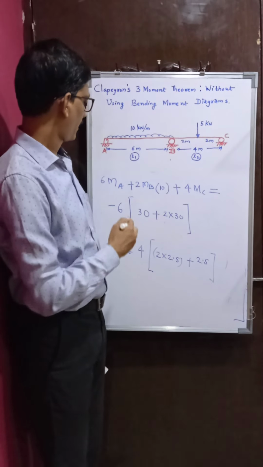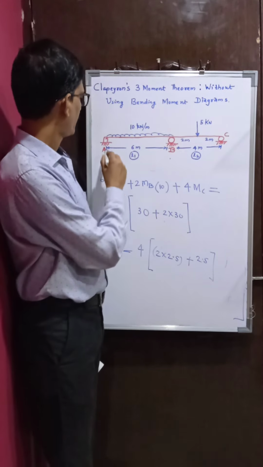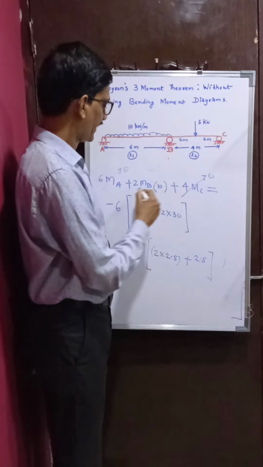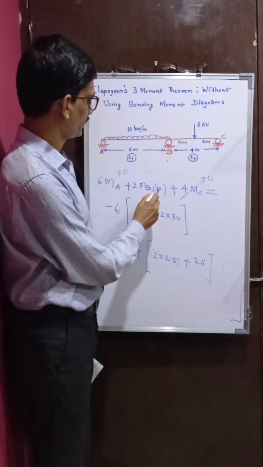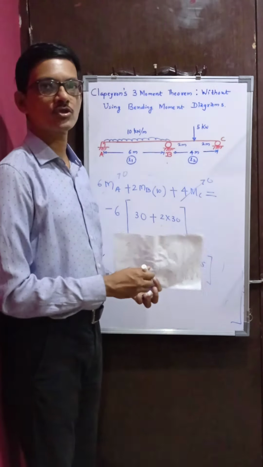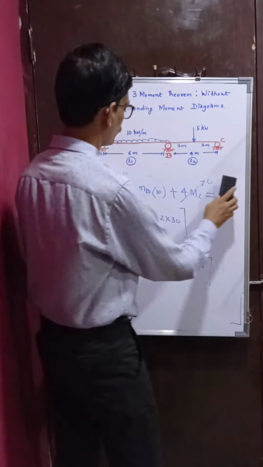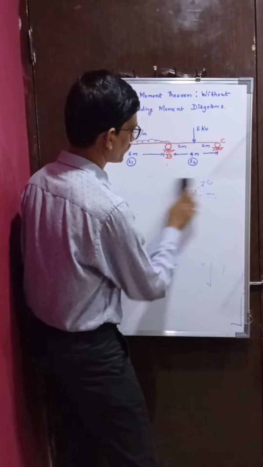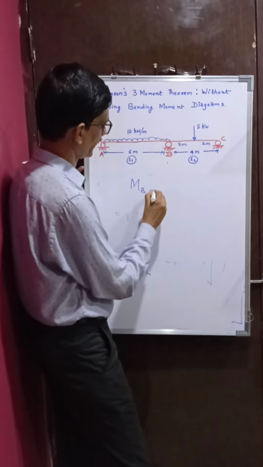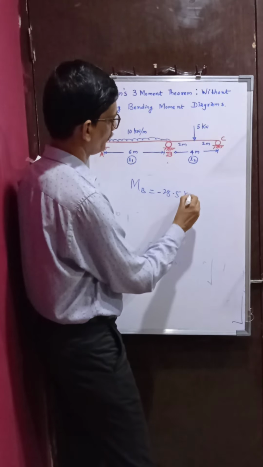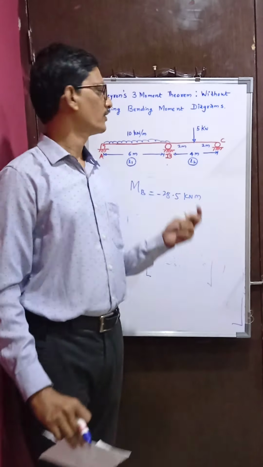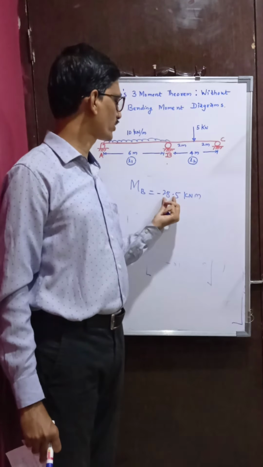Now again when I solve it, MA is 0 because it is simply supported end, MC is 0, and when we solve, that is 10 into 2 MB is equal to this. Again we get the value of MB as same, that is minus 28.5 kilonewton meter. So when I solve this equation, again you can solve it and you can confirm it is again minus 28.5 kilonewton meter. So in my first approach also, when I used the bending moment diagrams for span AB and BC, then also the answer was minus 28.5.